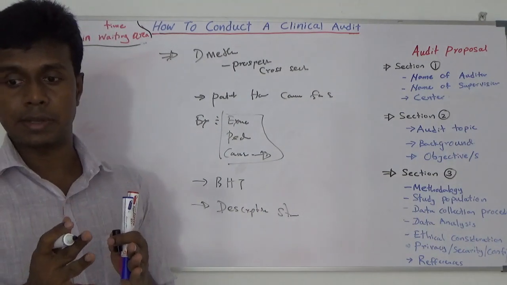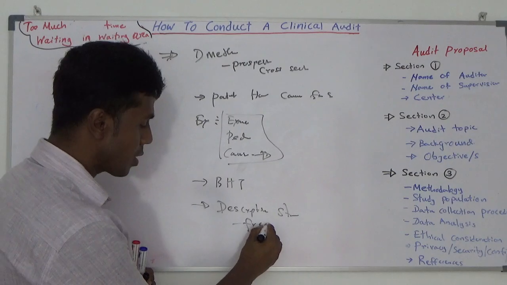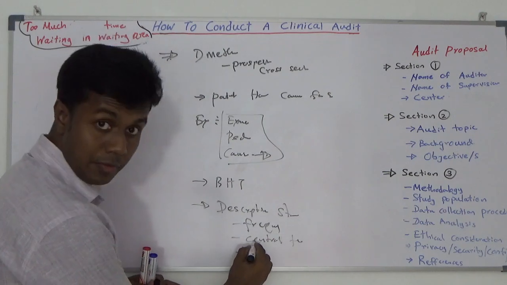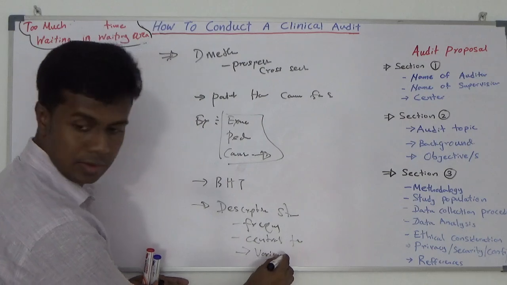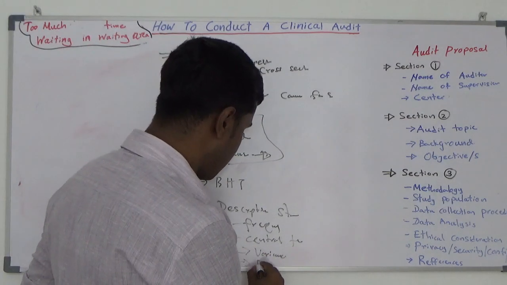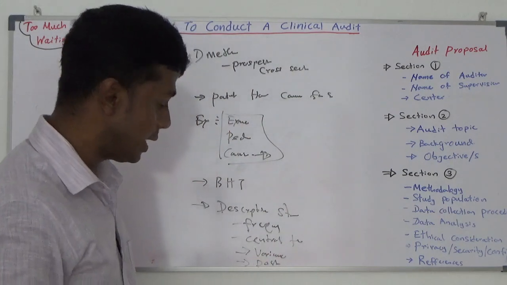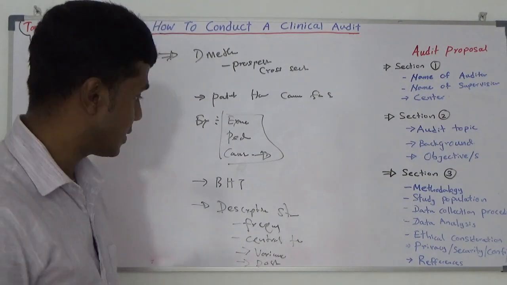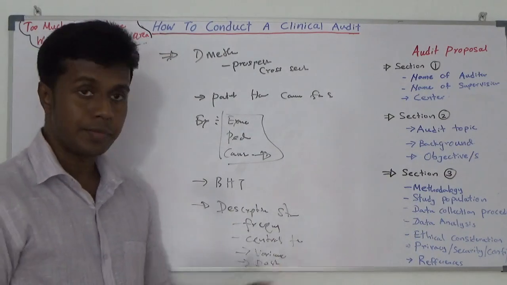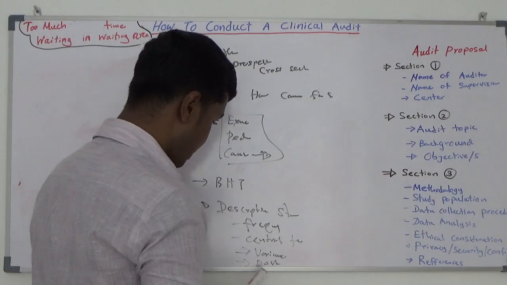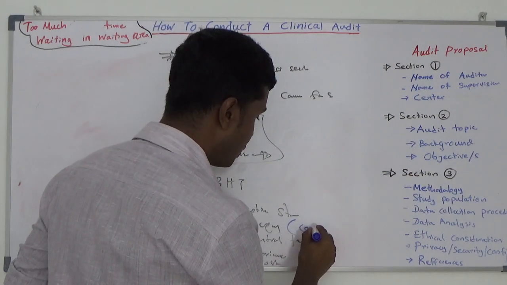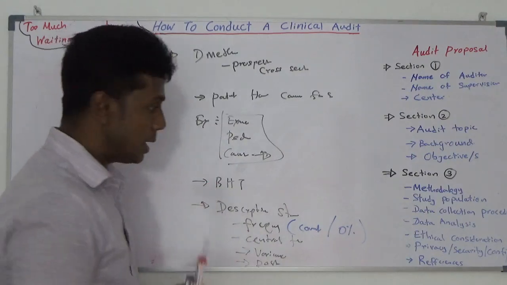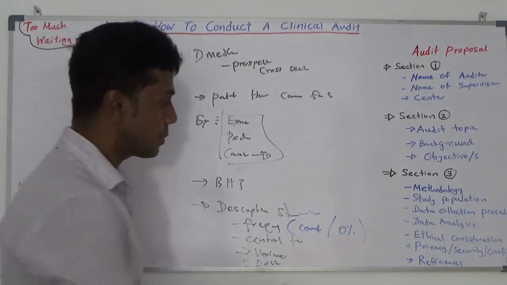What is descriptive statistics? It's going to measure the frequency and central tendency, and variance and position as well. So it's going to measure the frequency, the central tendency, the variance, and the position as well. I will explain one by one. For the frequency, we can use the count. You can use the count or percentage. I will give an example. For patients who are waiting less than 1 hour, you can mention it as a count or as a percentage.